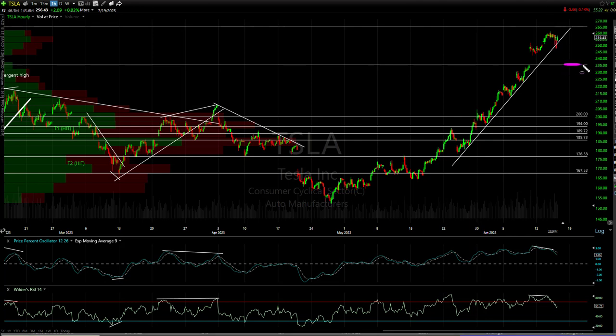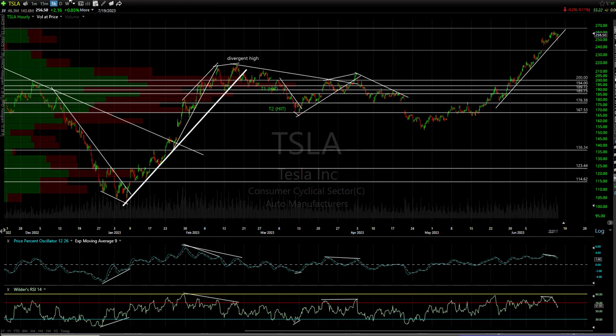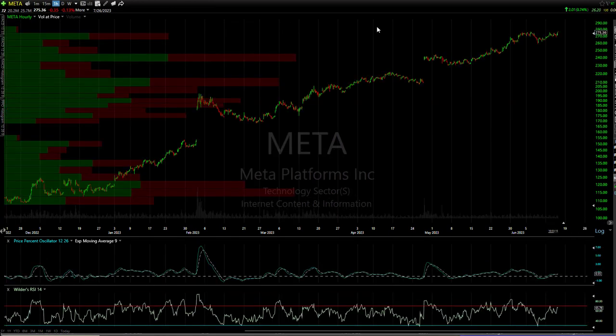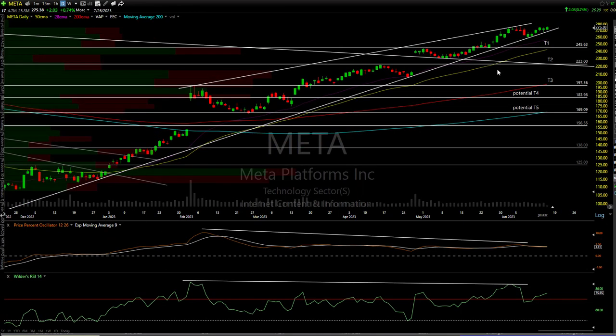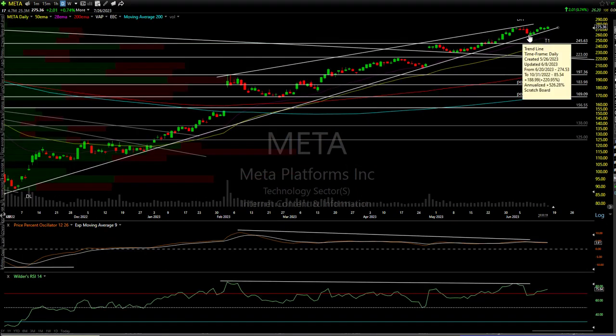And if and when QQQ hits that pullback target I just gave you, the uptrend line on the 60-minute charts, that would probably coincide with a backfill on Tesla. And then, of course, if that goes, then that leads to even more downside. And then Meta just crawling on that line.